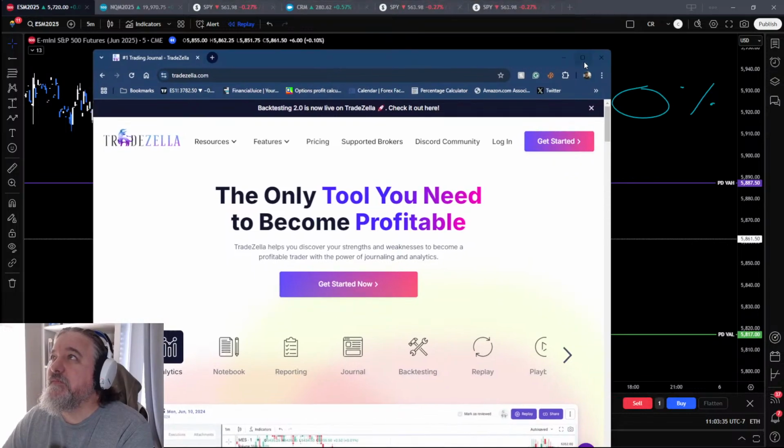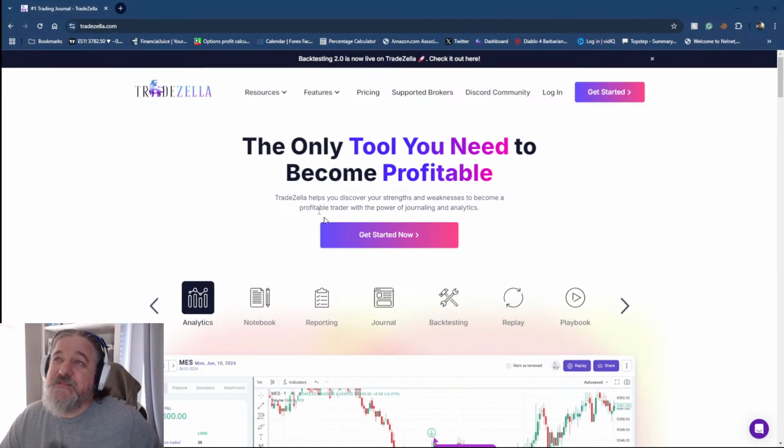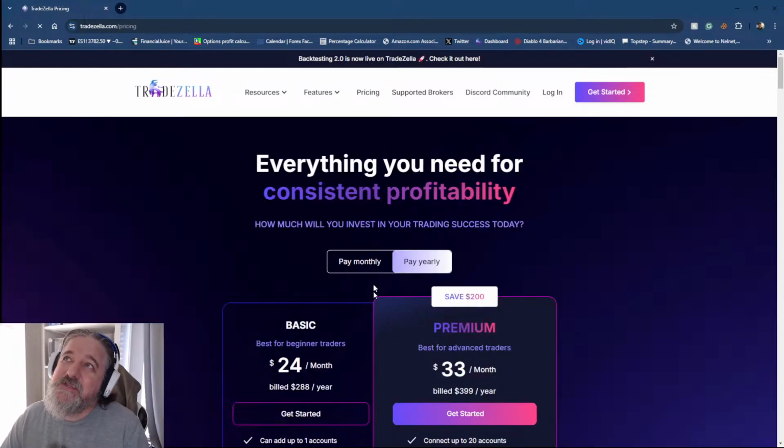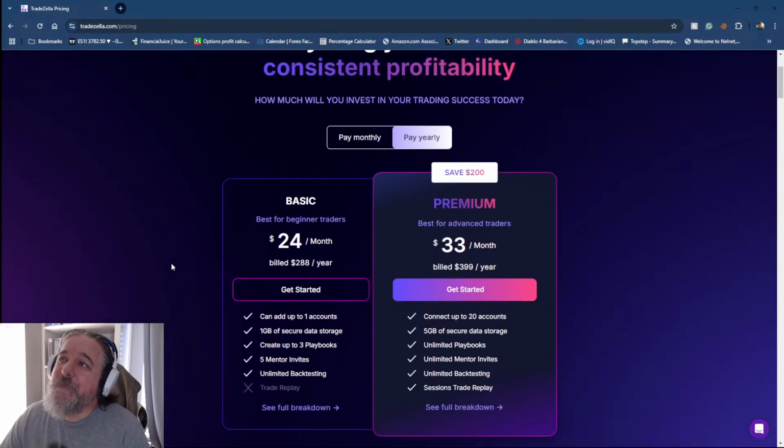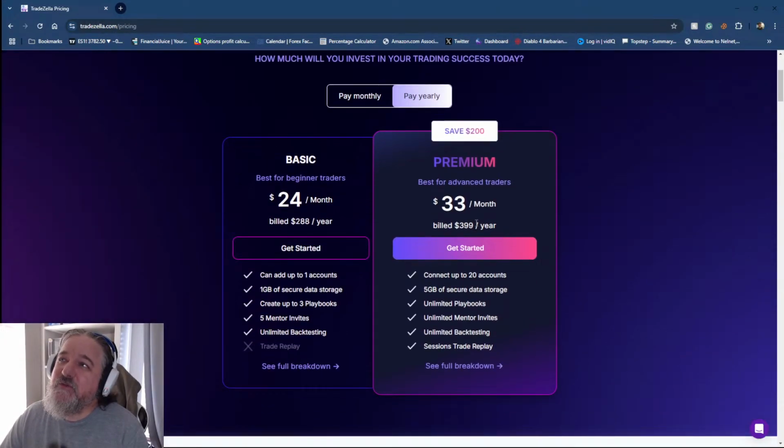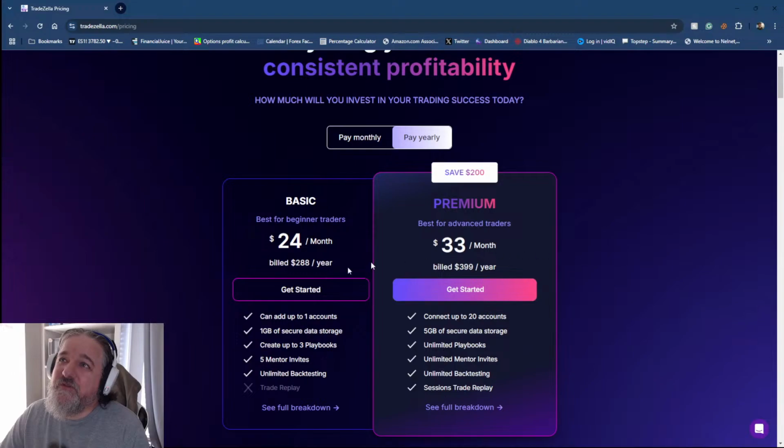TradeZella. This is the journal that I use. It might not be for everybody. It's not cheap. So I have an annual subscription. It's $400 for a year. You can do the basic, but the premium allows you to have up to 20 accounts. Basic just allows one account, and I trade on more than one account, so I have the premium.